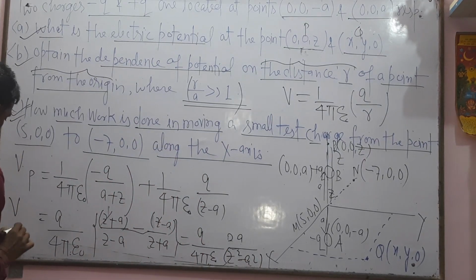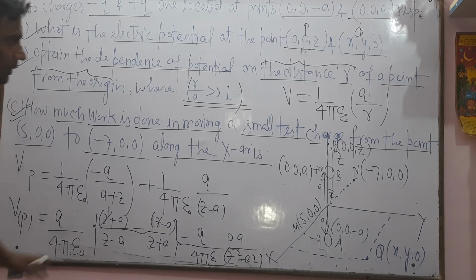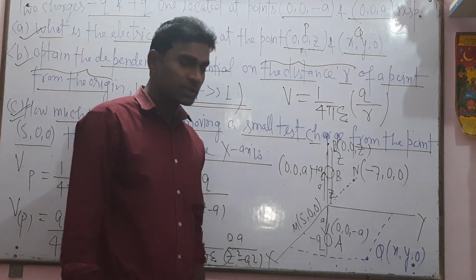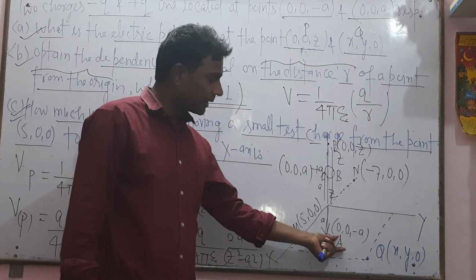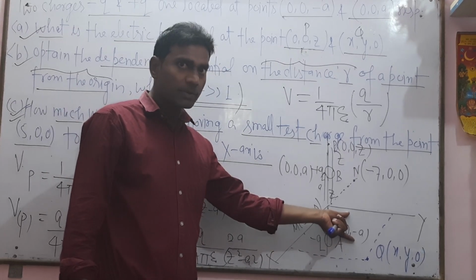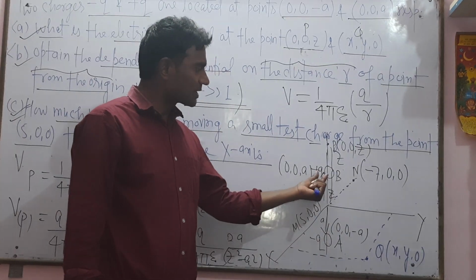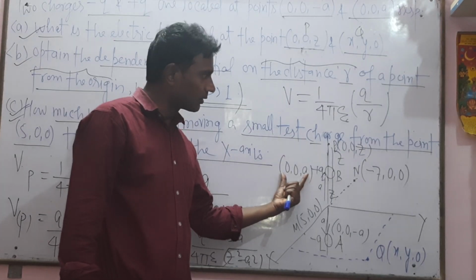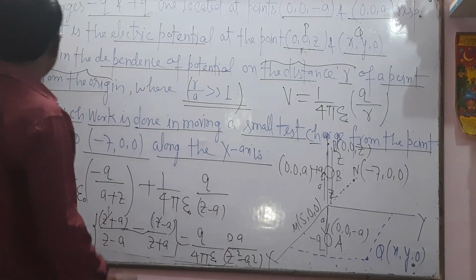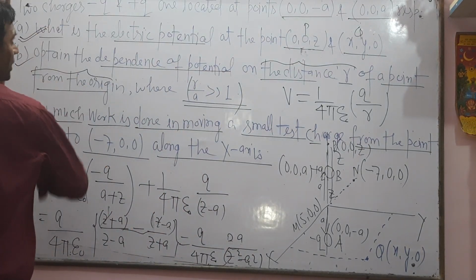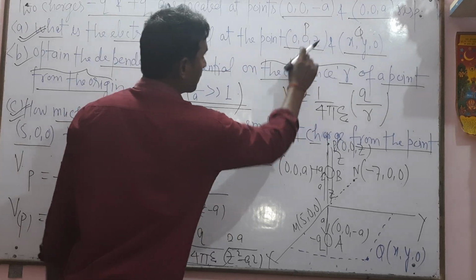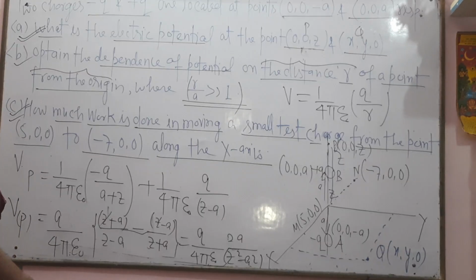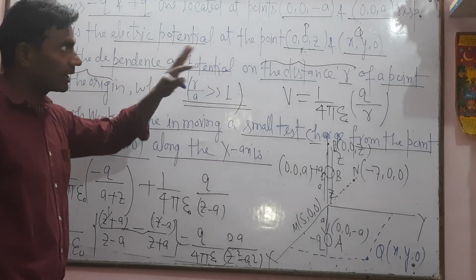Okay. So net potential at P point due to these two charges, the plus Q charge and the minus Q charge, with the minus Q charge located at the A point, whose coordinate is 0, 0, minus a, and the plus Q charge located at the B point, which is 0, 0, a. So we have calculated the electric dipole potential at P point. Also we can find out the electric potential at Q point.